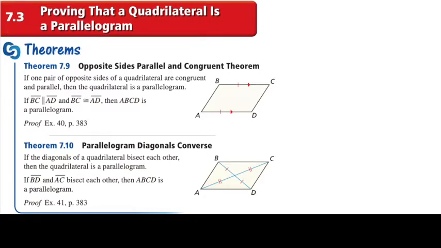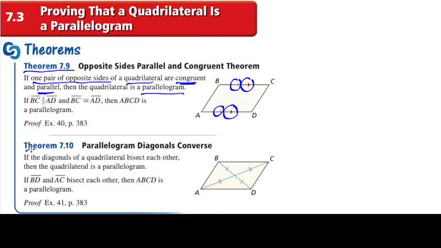Here are our next set of theorems. We have Theorem 7.9, which states that if we have opposite sides that are parallel and congruent, so with this test, we only need one pair of opposite sides in a quadrilateral, and notice that this one pair is congruent and this one pair is also parallel. So they've marked one pair of opposite sides that are congruent and parallel, and that is enough to conclude that this quadrilateral is a parallelogram.